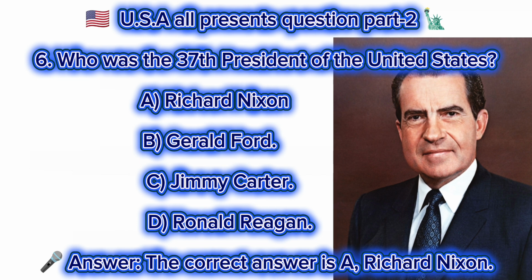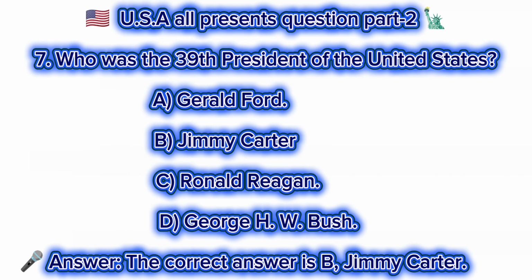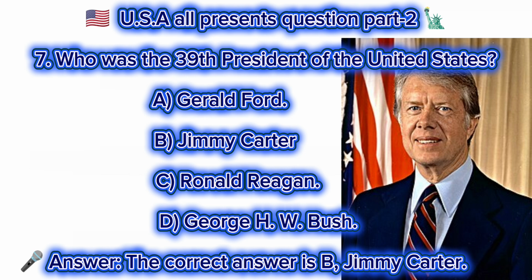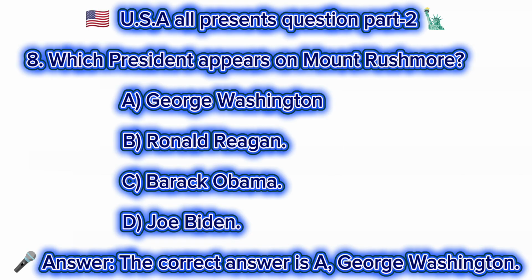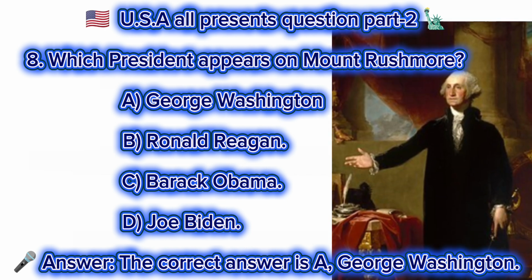Richard Nixon. 7. Who was the 39th President of the United States? A. Gerald Ford. B. Jimmy Carter. C. Ronald Reagan. D. George H.W. Bush. Answer. The correct answer is B. Jimmy Carter. 8. Which president appears on Mount Rushmore? A. George Washington. B. Ronald Reagan. C. Barack Obama. D. Joe Biden. Answer. The correct answer is A.